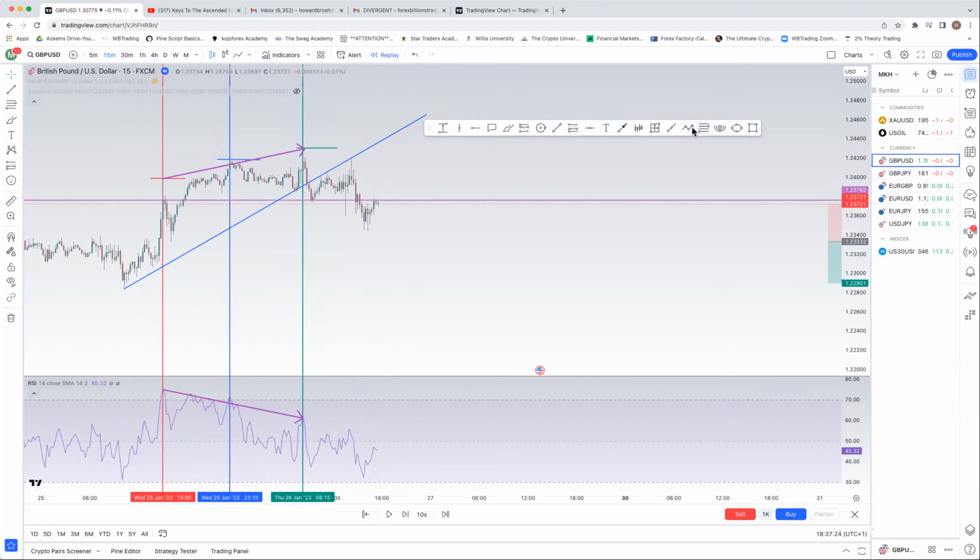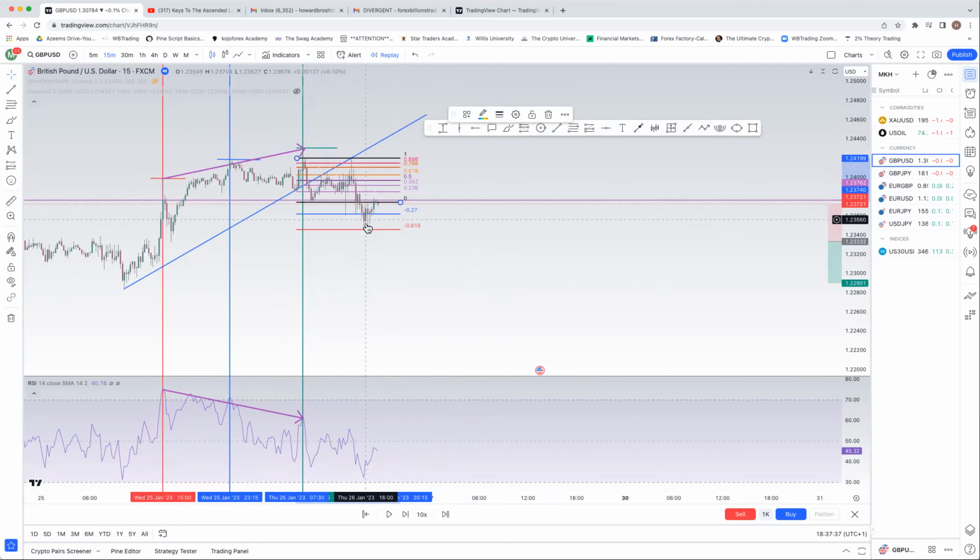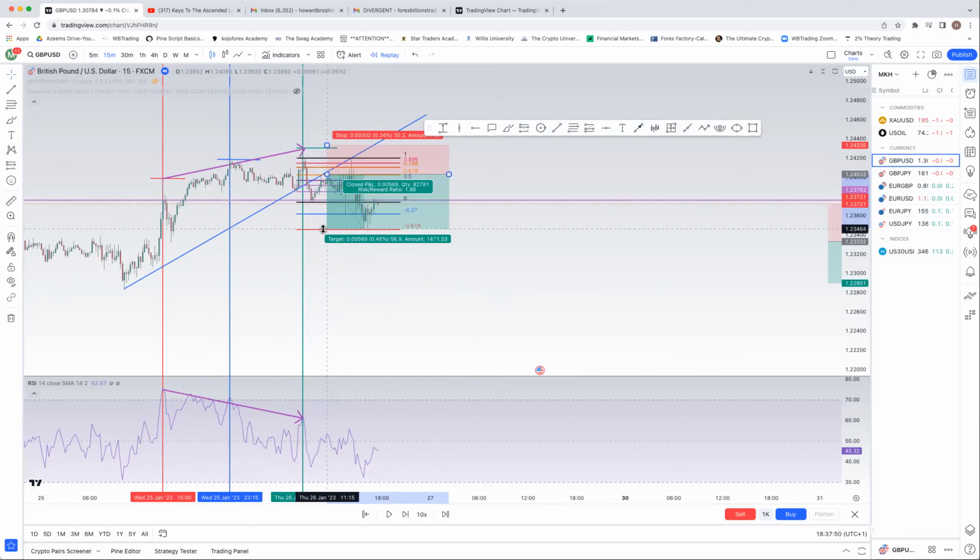You have to draw your fib like this, from here to there. And then you see it respected the 618 here. So we are expecting price to come to here anyway. Do you understand? So imagine you went into the trade there. The stop loss has to be at the top, and then you're coming to 618.